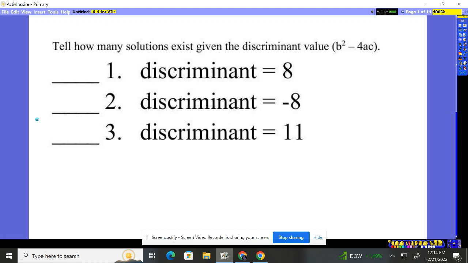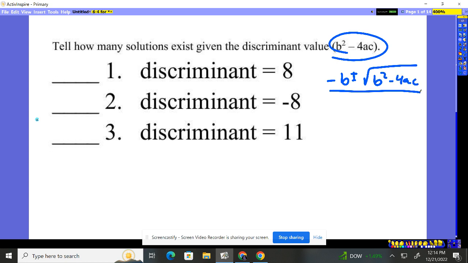Right. We want to know how many solutions exist given the discriminant value. Now, the discriminant value is b squared minus 4ac. If you remember, it comes from the quadratic formula. Now, we normally plug in the a, b, and everything, and then what happens is we plus or minus whatever number we have here.